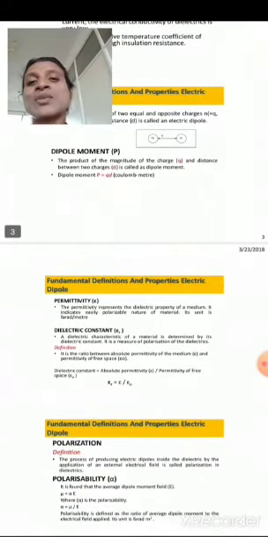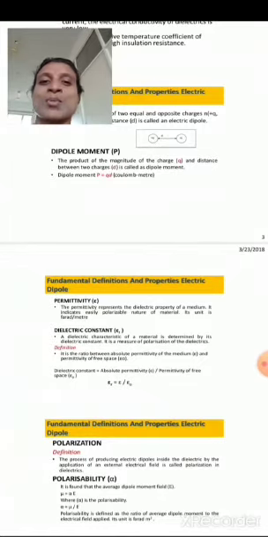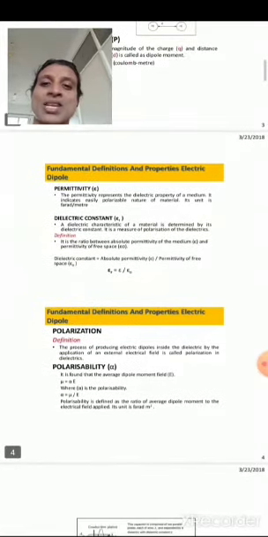Next, the properties of dipoles, that is, the dipole moment. Dipole moment is expressed as the product of charge and the distance between the charges. We have two types of charges; among those, it is the product of one charge and the distance between the two charges. The unit for dipole moment is coulomb meter. Charge is in coulombs, distance is in meters.